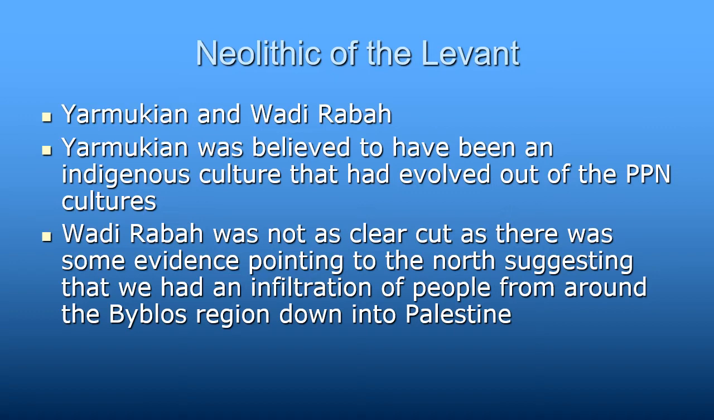So now we'll turn to the southern Levant, if you will. Previously we had the Yarmoukyan and the Wadi Raba cultures in the area. Yarmoukyan was believed to have been an indigenous culture that evolved out of the PPN. And the Wadi Raba, well, it's not as clear cut. There's some evidence that points to some sort of northern connection, suggesting that we might have had an infiltration of people from around the Byblos area down into Palestine.